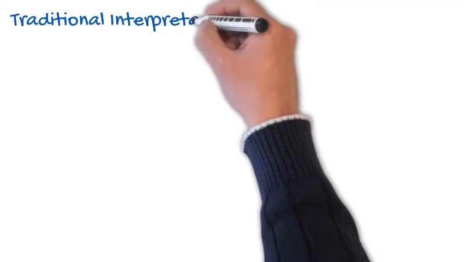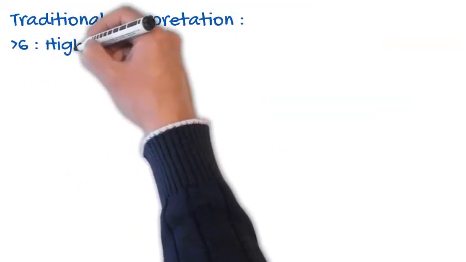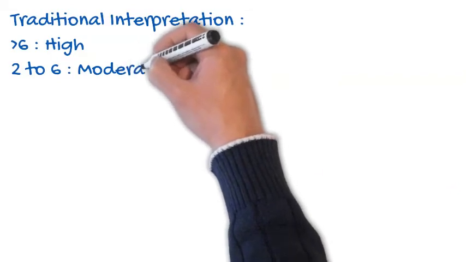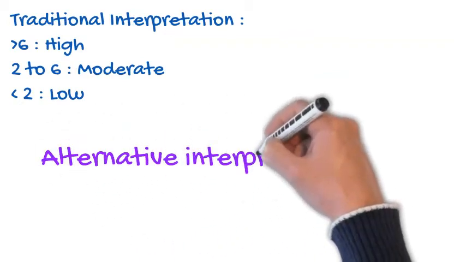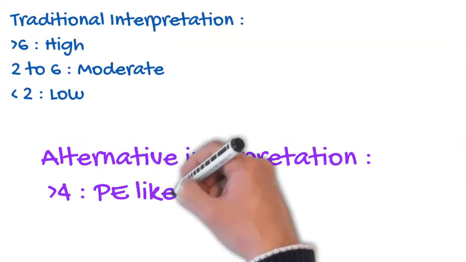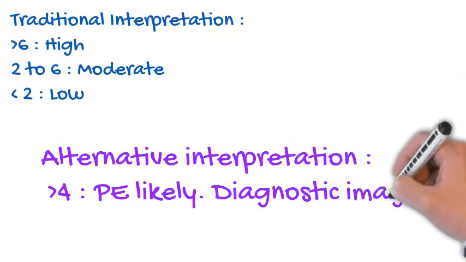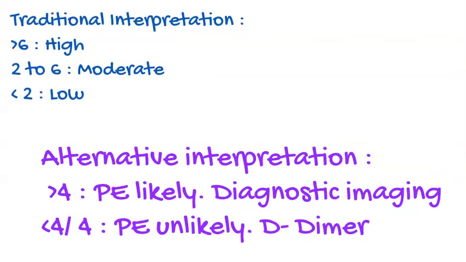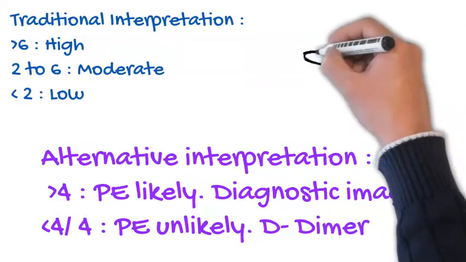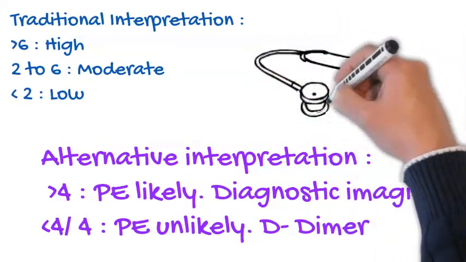So the traditional interpretation is score more than 6, high probability of pulmonary embolism. Score 2 to 6 is moderate probability of pulmonary embolism. Score less than 2, low probability of pulmonary embolism. Alternate interpretation is score more than 4, pulmonary embolism is likely. Consider diagnostic imaging. Score 4 or less, pulmonary embolism is unlikely. D-dimer needs to be done to rule out pulmonary embolism.